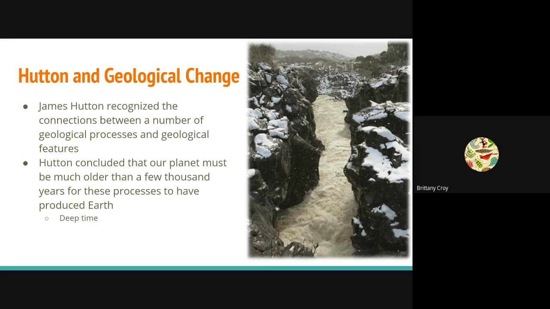This caused Hutton to come up with the concept of deep time, basically the idea that Earth is older than we can kind of imagine.